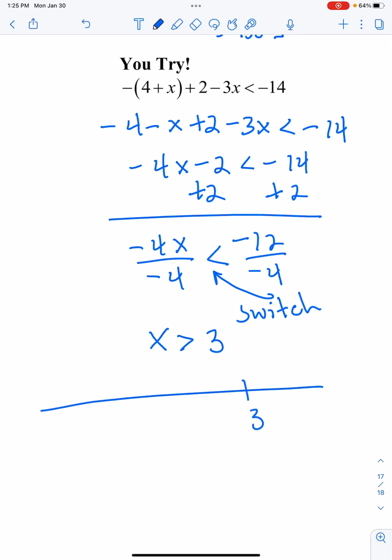On a graph, we would be on the right side of 3. We would have parentheses because we only have greater than. The interval would be parentheses 3 out to infinity because we're going to the right.